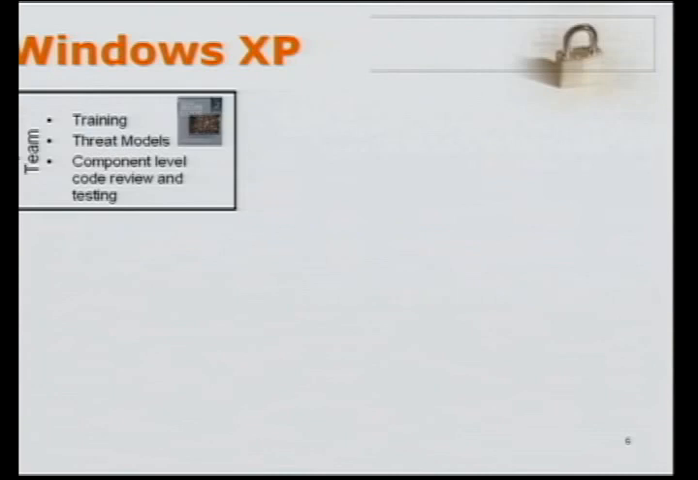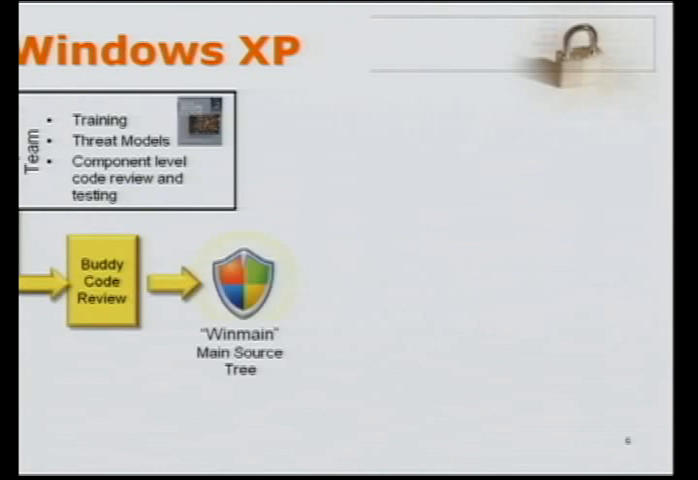One way to describe the changes that we've made in Vista is really to compare it with the XP development process. And the way that you could characterize the XP development process is that by and large, security was the responsibility of the individual developer, and that certainly hasn't changed, but it really kind of stopped there in terms of they went to training, they developed threat models, they did component level testing and reviews. When they checked it into the main source tree of Windows, they had buddy code reviews, and then it's pretty much in the product at that point.